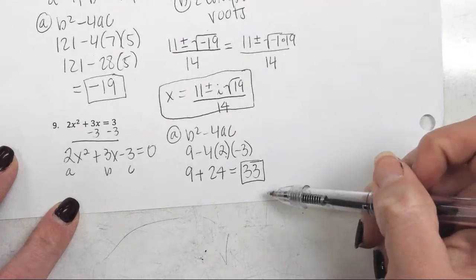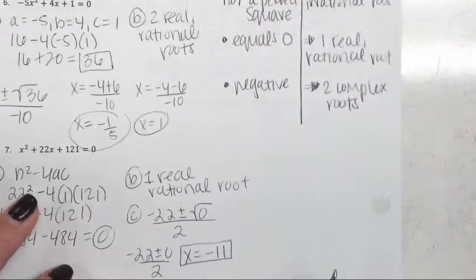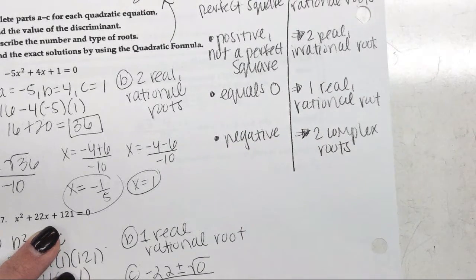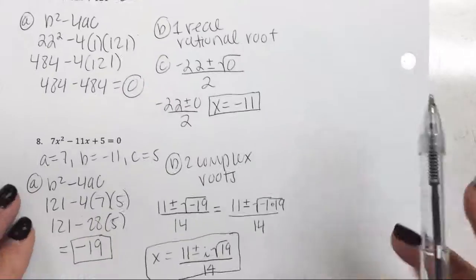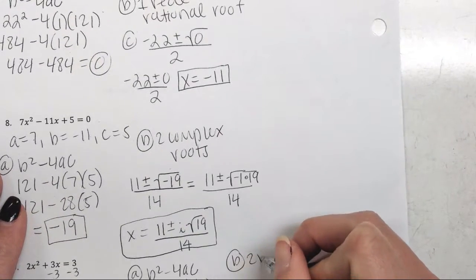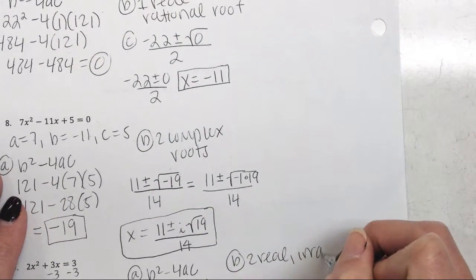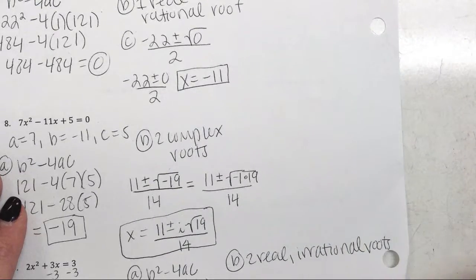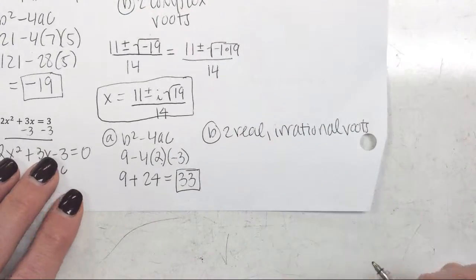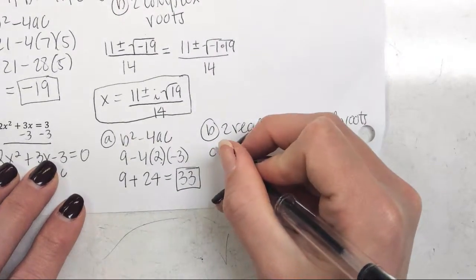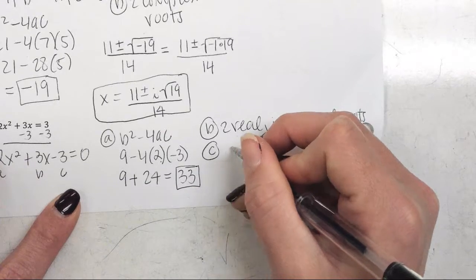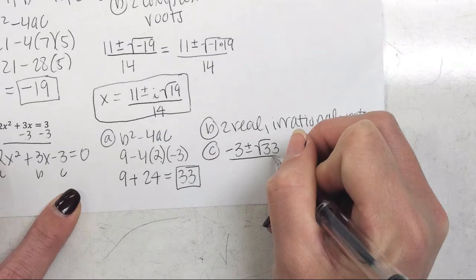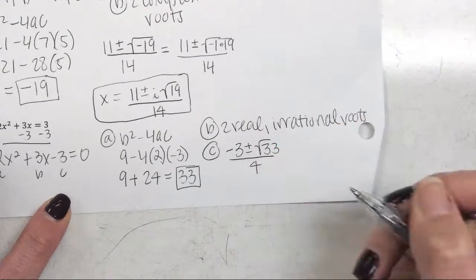Alright, 33 is positive, but it is not a perfect square. So if your discriminant is positive but not a perfect square, you're going to have two real irrational roots. Two real irrational roots. And what that means is, for your answer, you're going to have some type of radical for your answer. Excuse me. So let's go ahead and do quadratic formula. So we'll have negative b, that's negative 3, plus or minus square root of 33, all over 2 times a, which would be 4.